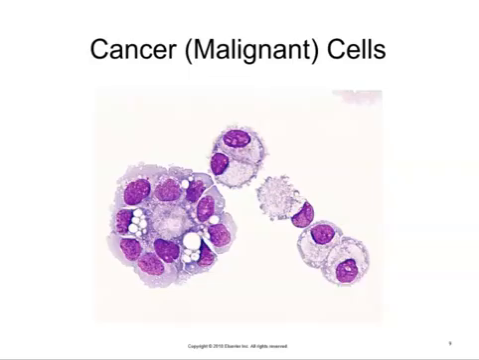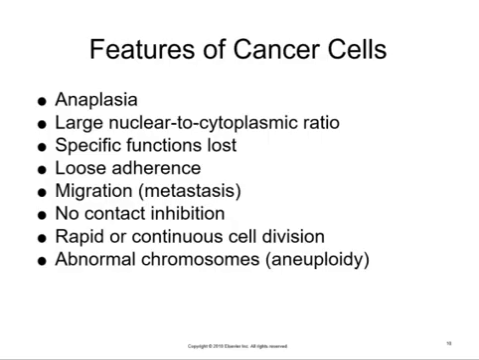So cancer, malignant cells: we have abnormal cells that have a tendency to spread, they metastasize, and they invade and harm surrounding tissue, and they serve no useful function. Malignant tumors can arise from epithelial cells of the skin, the liver, the lungs, the stomach, the kidneys, the prostate, the thyroid. These tumors are called carcinomas.